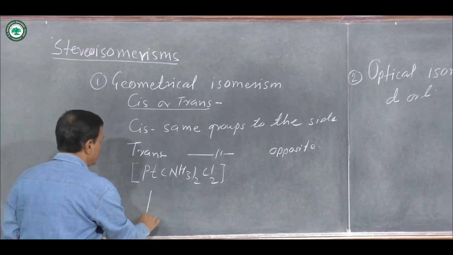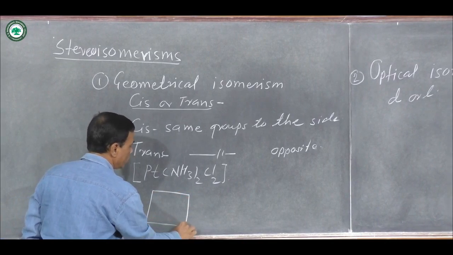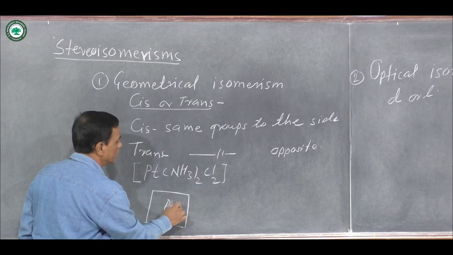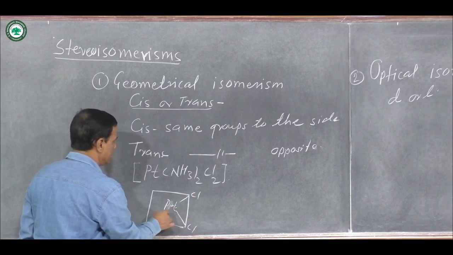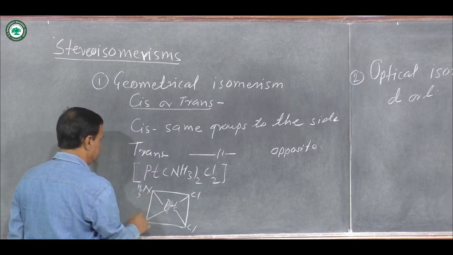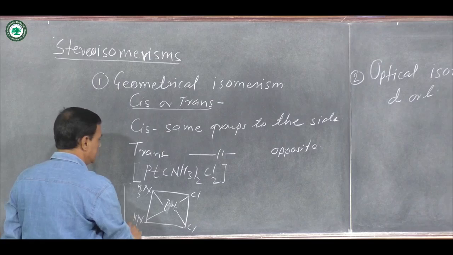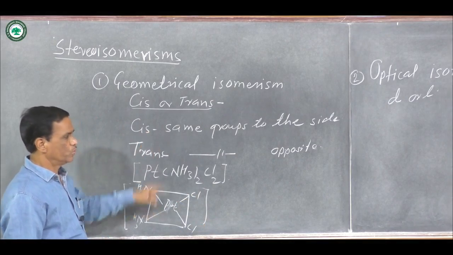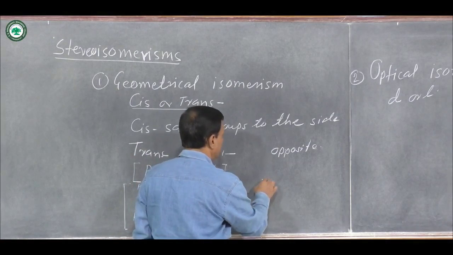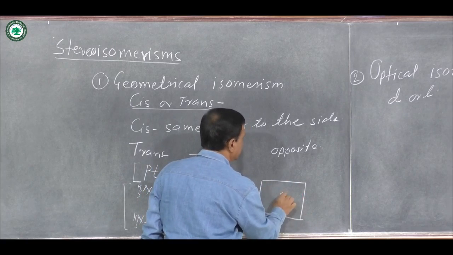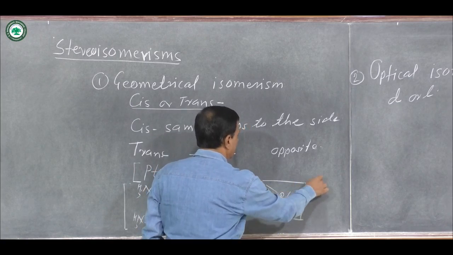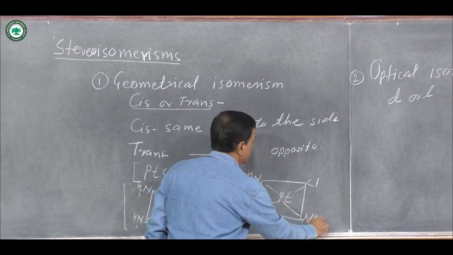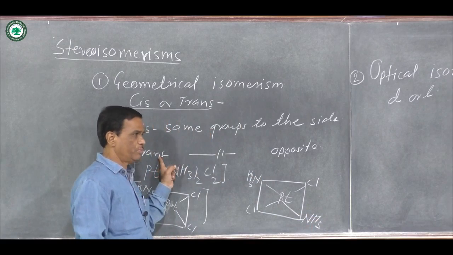In the cis form, this is a planar complex. In this planar complex, platinum is at the center position. One chlorine here, second chlorine here, then one NH3 ligand here and a second NH3 ligand. This is in square brackets, and this form is known as the cis form. In the trans form, this is again a planar structure. Platinum is at the center position and the same groups are on the opposite side, here NH3 and NH3, and this is the trans form.